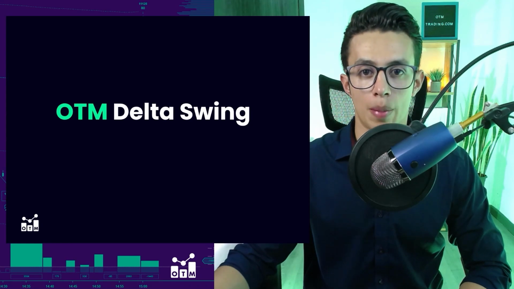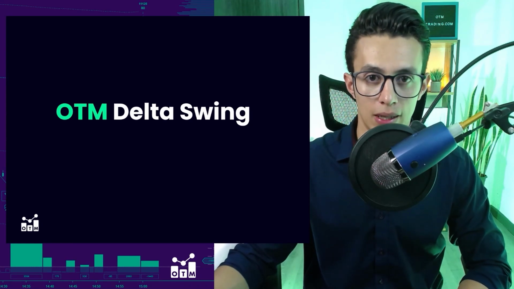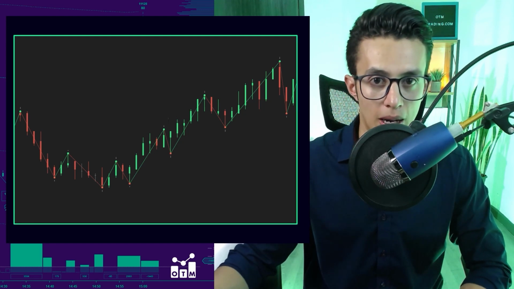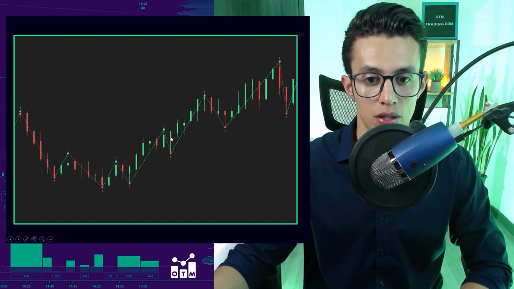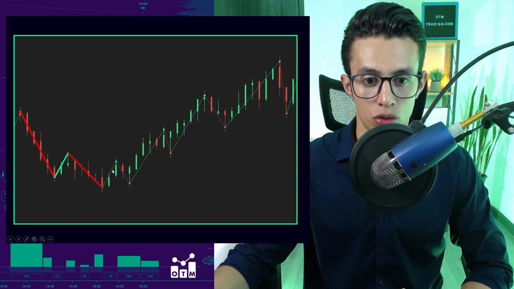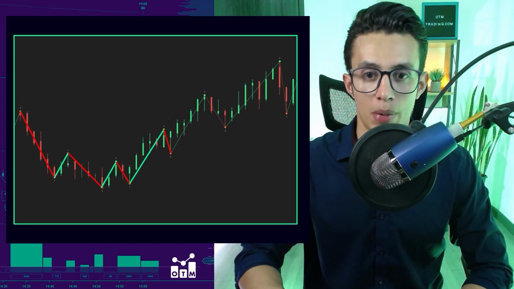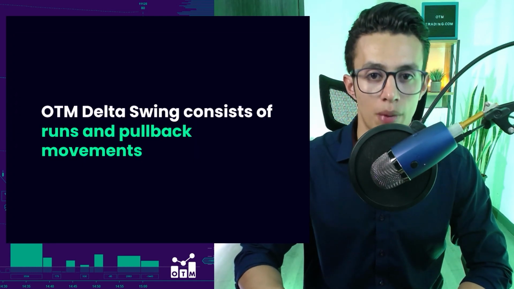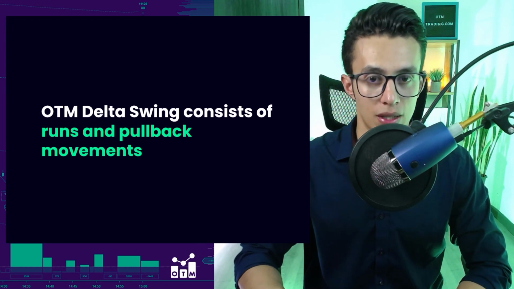Traders, in this video, we are going to learn about the OTM Delta Swing Indicator. Here we have the image, where we see some Japanese candlesticks, along with some waves. We see trending moves and retracements in both directions. As the price advances, these waves are formed. These waves are called swings, and they shape trending moves and retracements.